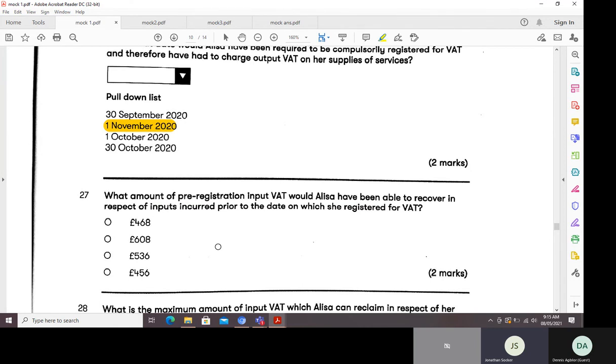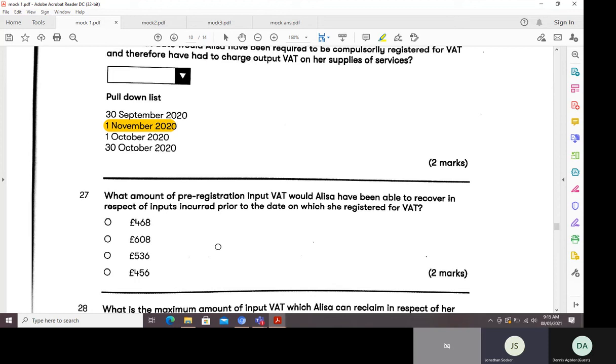Then 27. What amount of pre-registration input VAT would Alisa have been able to recover in respect of inputs incurred prior to the date on which she registered for VAT? So this is about pre-registration. That's input VAT incurred before registering for VAT.